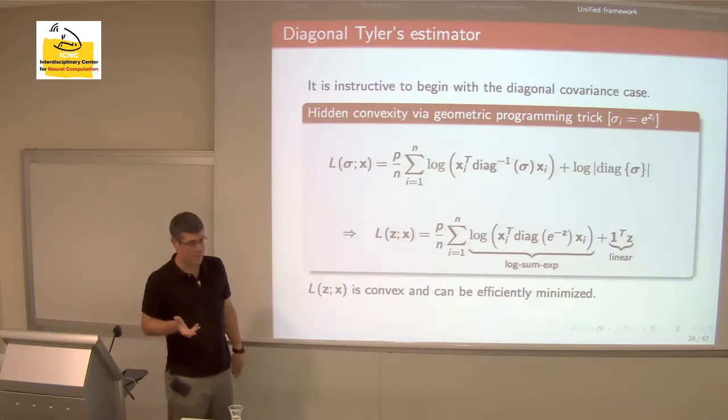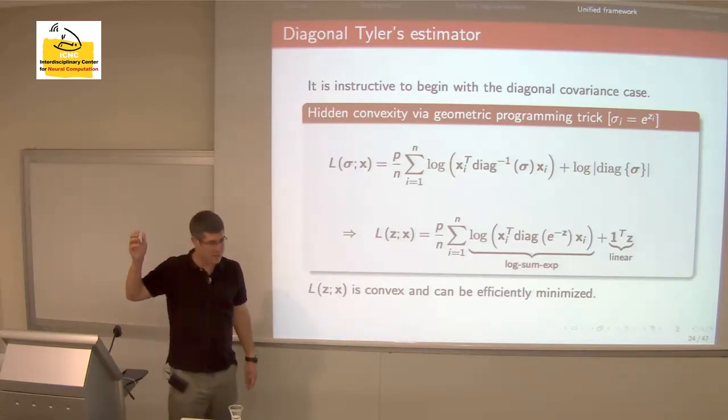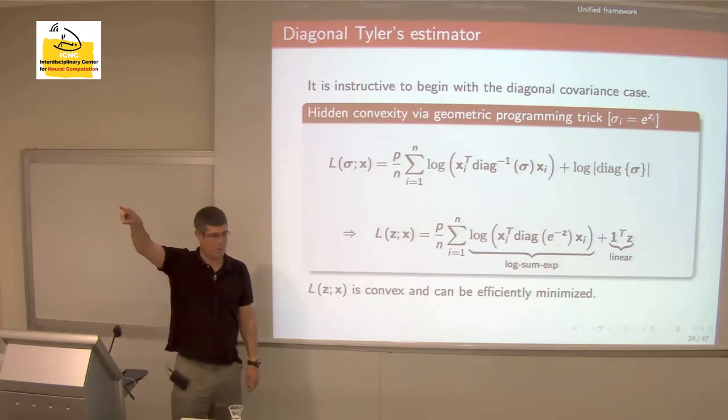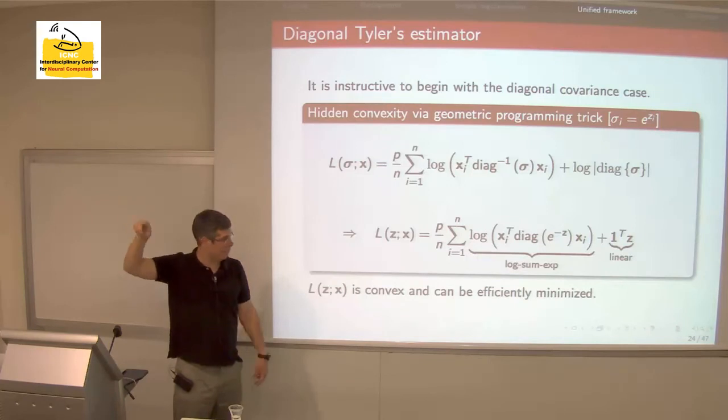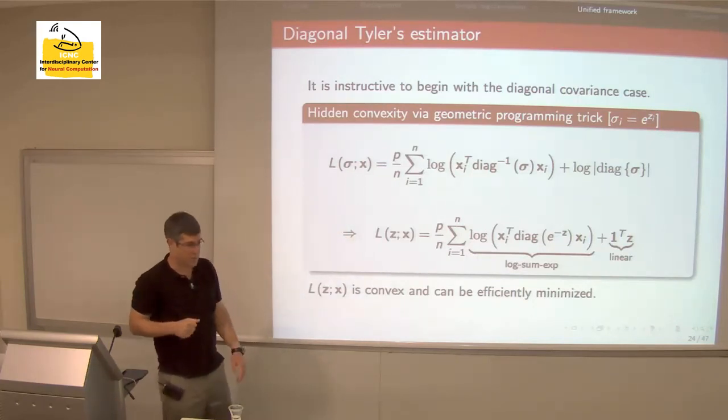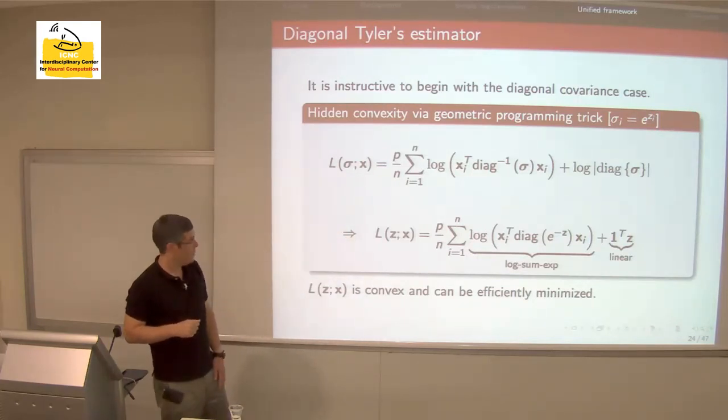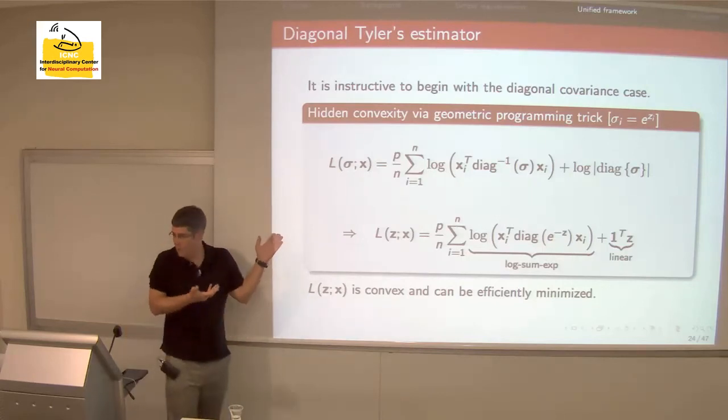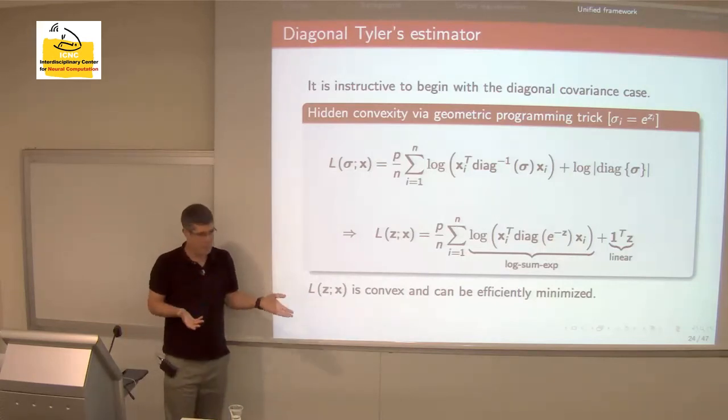Think about it, like you have this log sigma. This looks like this, it's not convex, right? But a change of variables to e^z makes it linear, right? And this is just a multi-dimensional version of it. Okay? So this is very easy, right? No wonder people solved it.